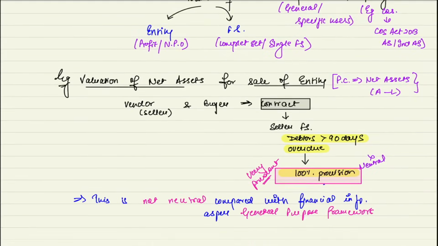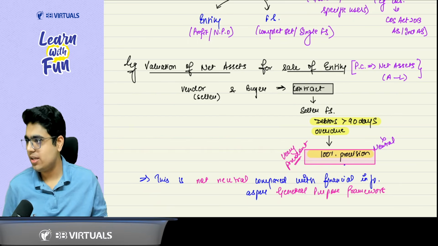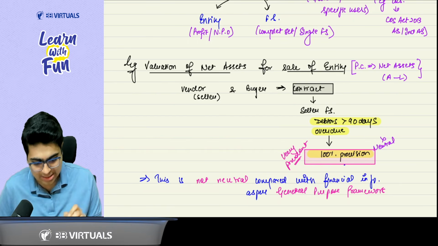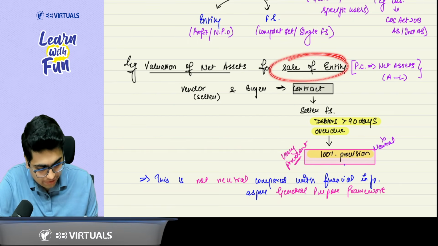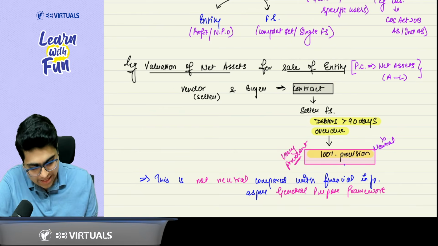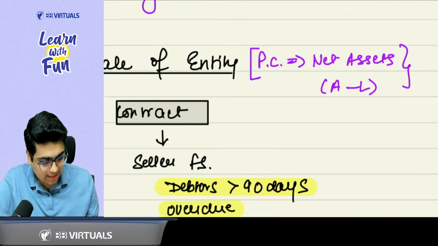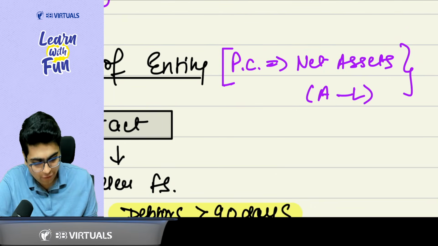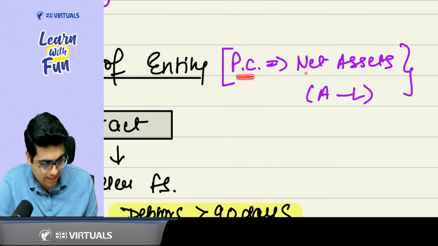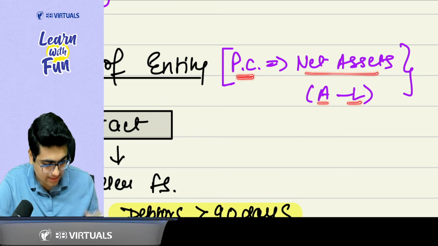Now comes a special case. Everyone, please focus here. In this special case, what is happening? There is a sale of entity happening. Now, sir, whenever a sale of entity happens, you have to value the net assets. Sir, we all have learnt in FR, for calculating the purchase consideration, net assets means assets minus liabilities.